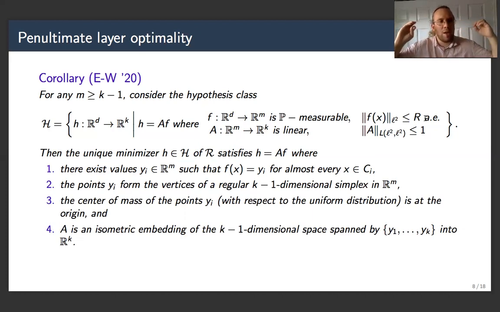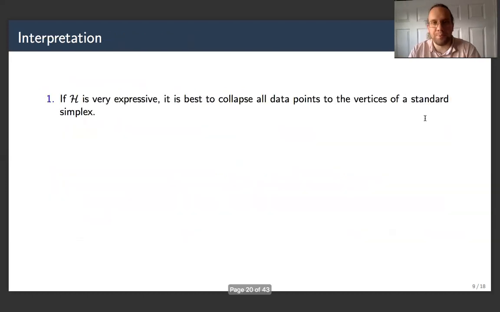So if we have this flexibility already in the penultimate layer, then the best thing that we can do is already be constant in the penultimate layer, already have this simplex configuration, and then we just shift it over to the output space by an isometric linear map.